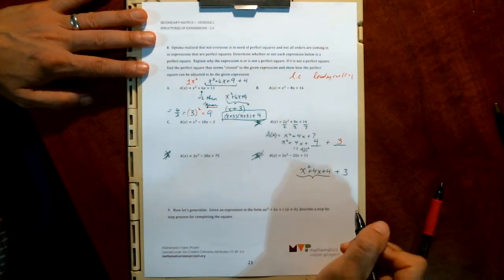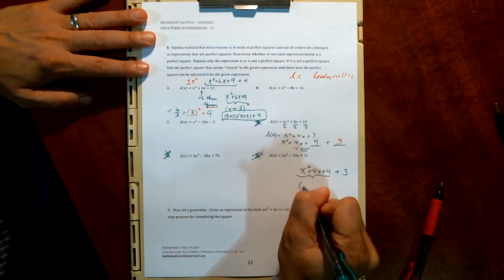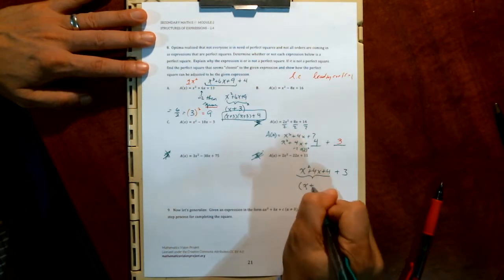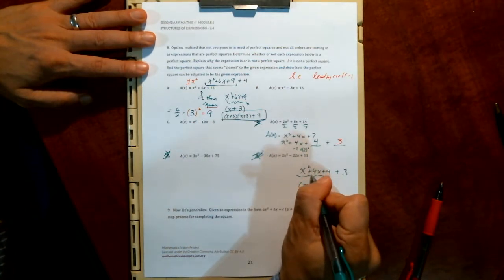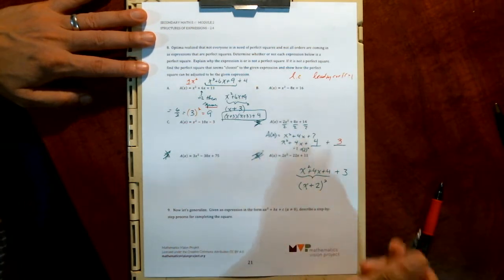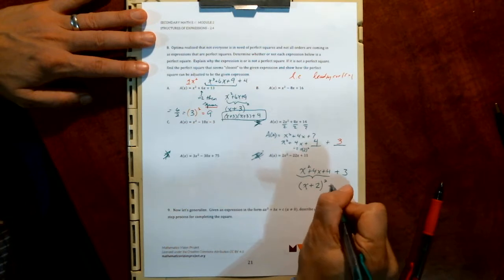Now we have to factor this. Drop the x without the squared. See that right there? Drop the sign. What's half of this coefficient? Half of 4 is 2, squared. That's it. And then plus 3.